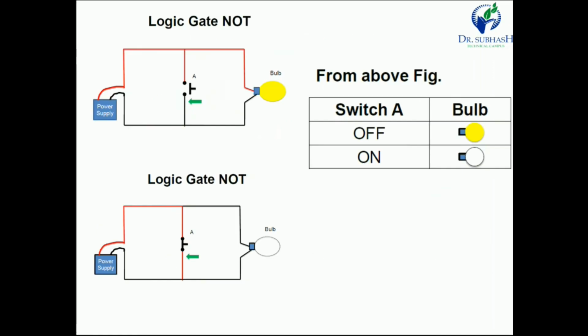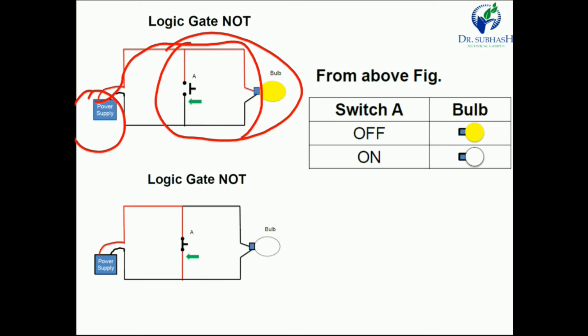Now the last basic gate is the NOT gate. So let us see the NOT gate. The NOT gate is much simpler than the previous two gates. Here the power supply is connected in parallel to the bulb, and one switch is connected. Here the switch is open, so the path to the bulb is like this. This red path indicates the bulb is on.